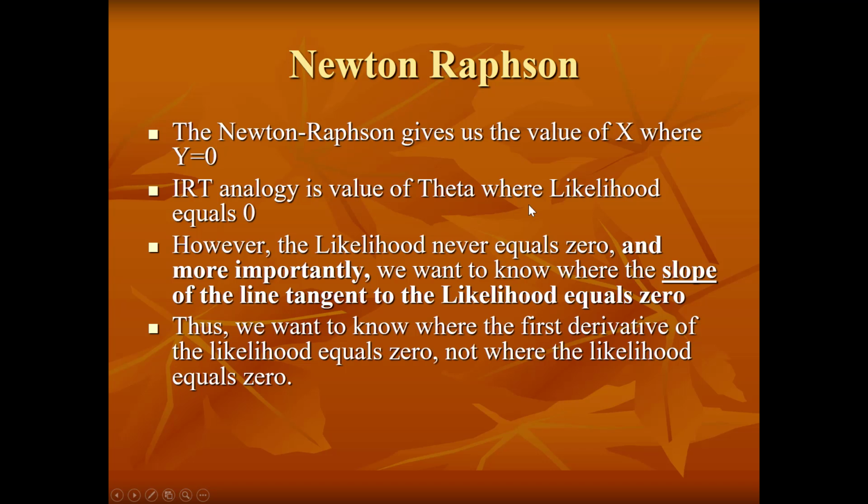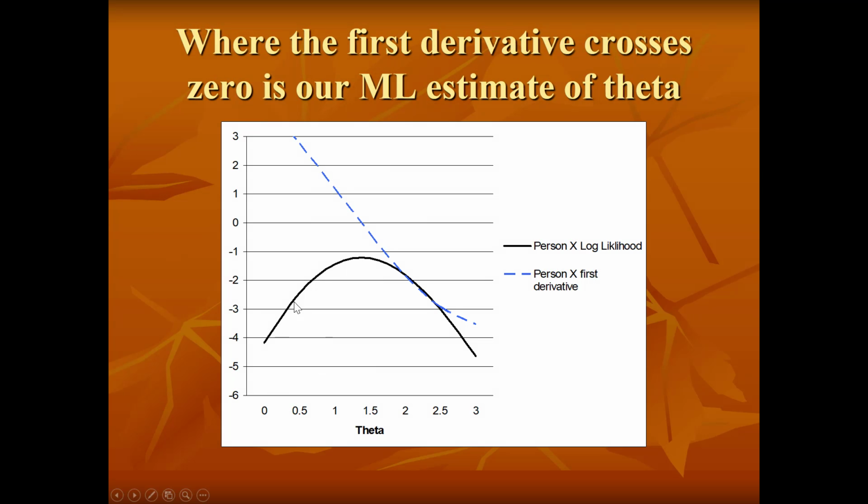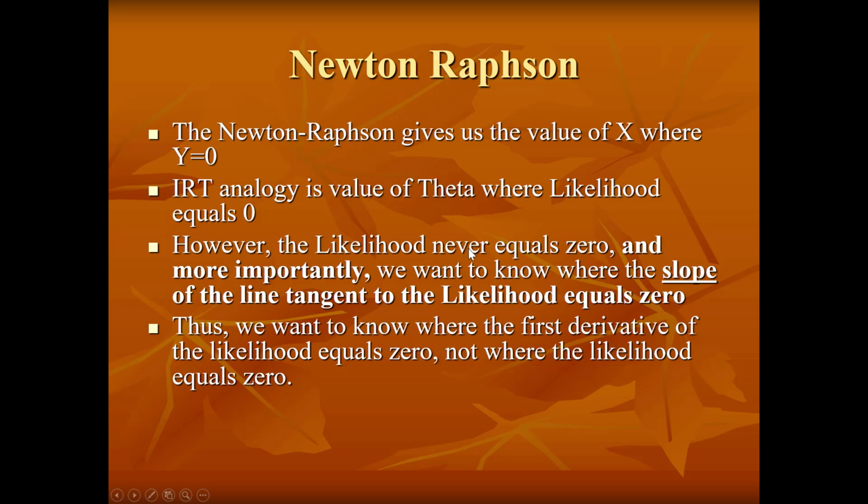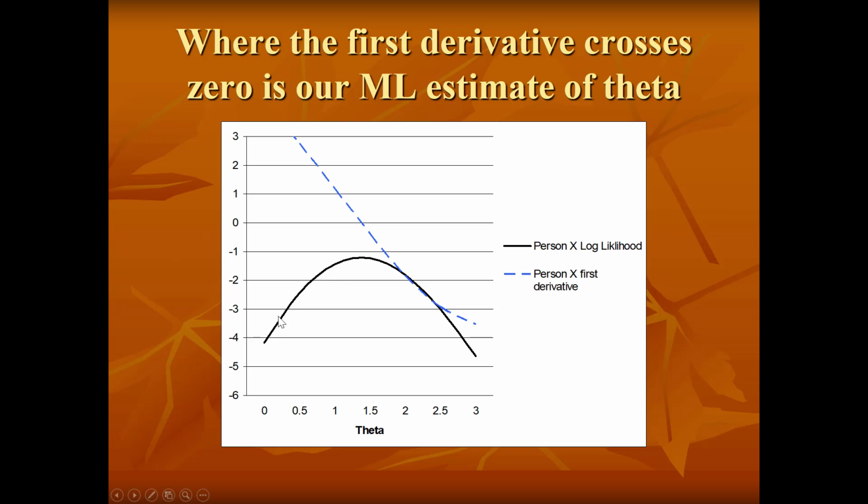It never crosses 0. If you take a look back at that likelihood function, it's never equal to 0, either the log or the regular likelihood function. This is the log here. What we want to know is not where the likelihood function equals 0, because it never does. What we want to know is where does the slope of the line tangent to this equal 0? In other words, where does the first derivative equal 0?